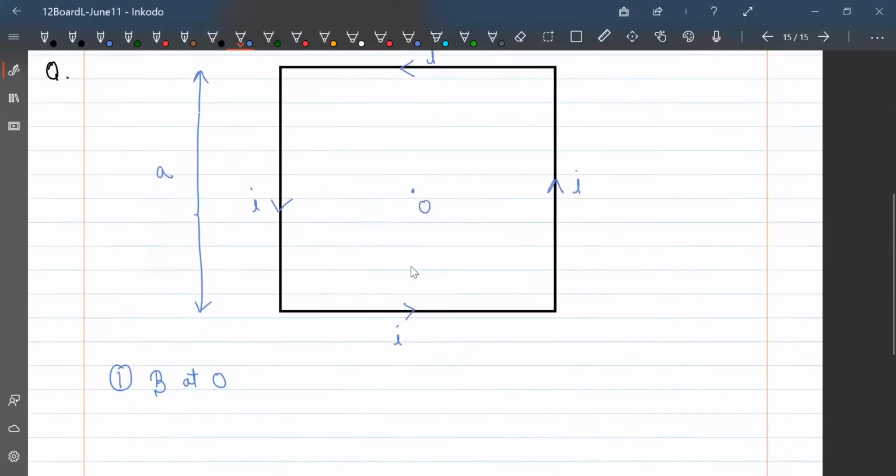So here in this case, you have to find magnetic field at point O. Of course, you have to find the direction also. Then you have to find the magnetic dipole moment of the loop.